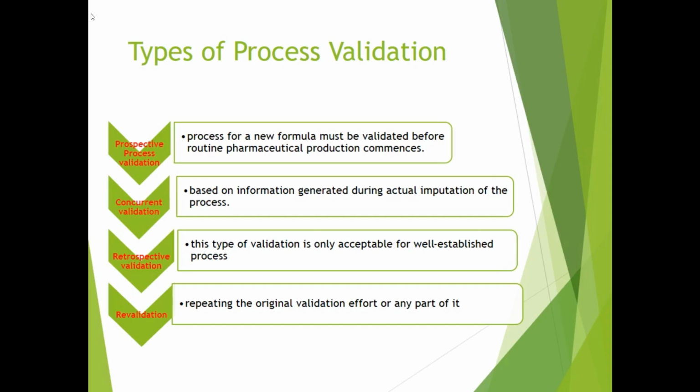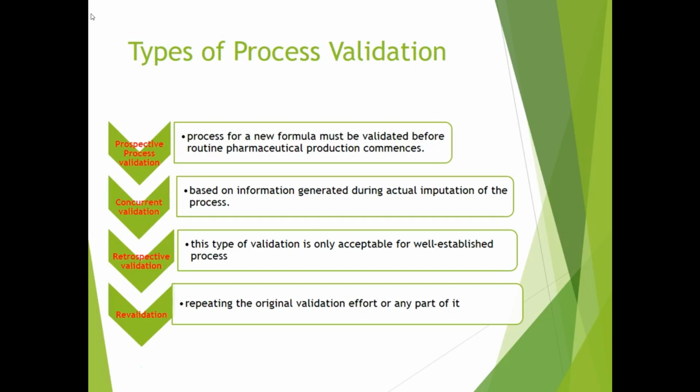Retrospective validation is established, documented evidence that a system does what it's supposed to do based on the review or analysis of historical data. It has become synonymous with achieving validation by documenting all historical information, where normally 20 to 30 batches are considered to be enough information to establish retrospective validation.